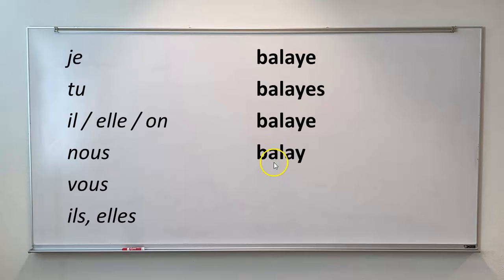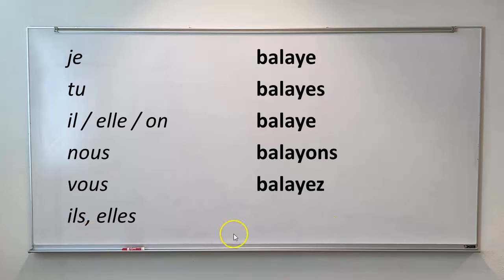Nous, we have our root, and we add the ending, which is ons. Nous balayons. We sweep, we do sweep, or we are sweeping. Vous, we start with our root, and you add the ending for vous, which is ez, and we have the form balayez. Vous balayez, which means you sweep, you do sweep, or you are sweeping.